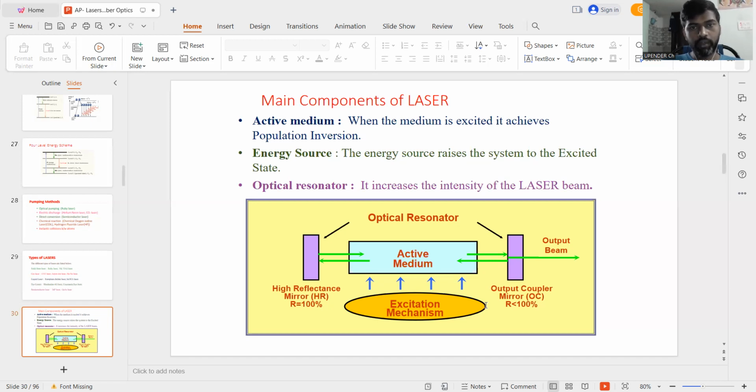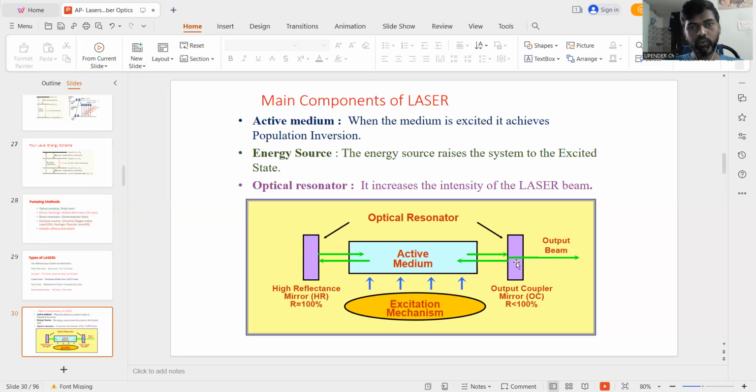Next one is the optical resonator. What is the purpose of the optical resonator? It increases the intensity of the laser beam. It contains mainly 2 components. The first one is the fully reflecting mirror. The other one is the partially reflecting mirror.